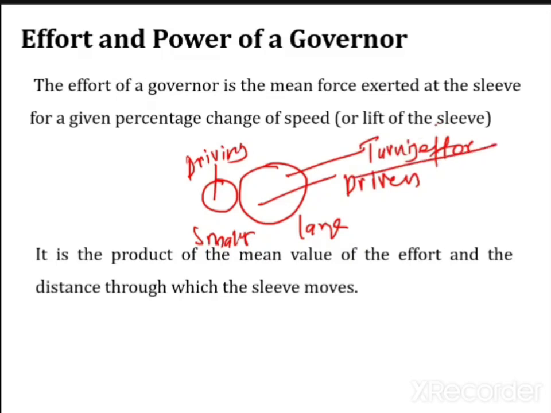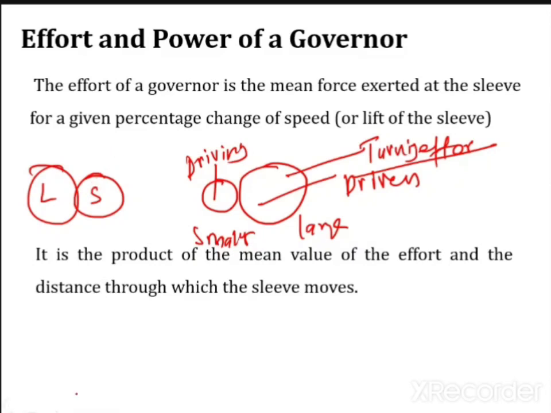Whenever a smaller gear is driving a larger gear, the effort required is more, which means the torque will increase. Obviously the torque will increase and the speed will decrease, and vice versa. If I am driving a smaller gear through a larger gear, then my effort will decrease. So I hope you have understood what effort is.